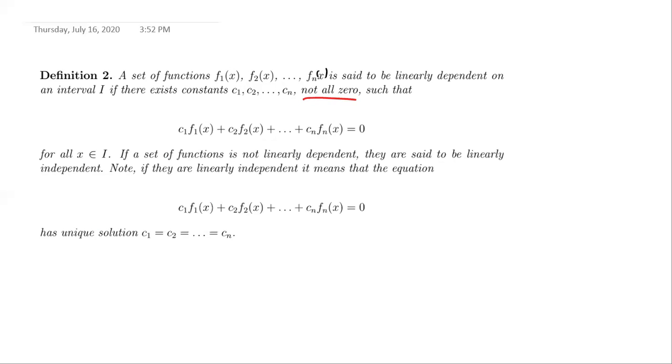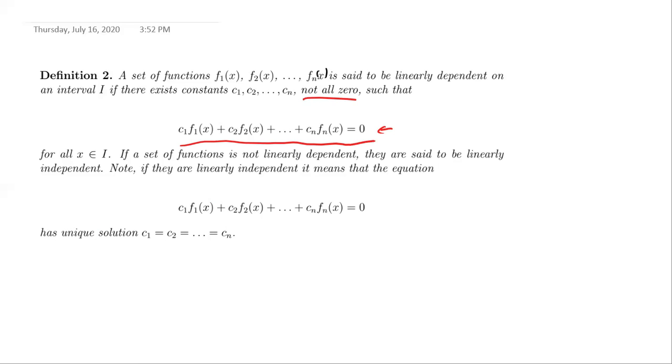If this equation is true for all x on the interval I, where not all of the constants are zero, then we say that the functions are linearly dependent. It's a little bit of a complicated definition, but basically, given a set of functions, you want to test if they're linearly dependent, look at this equation here. If there are constants, not all zero, for which this equation is true for all x on an interval I, then that means the functions are linearly dependent on the interval I.